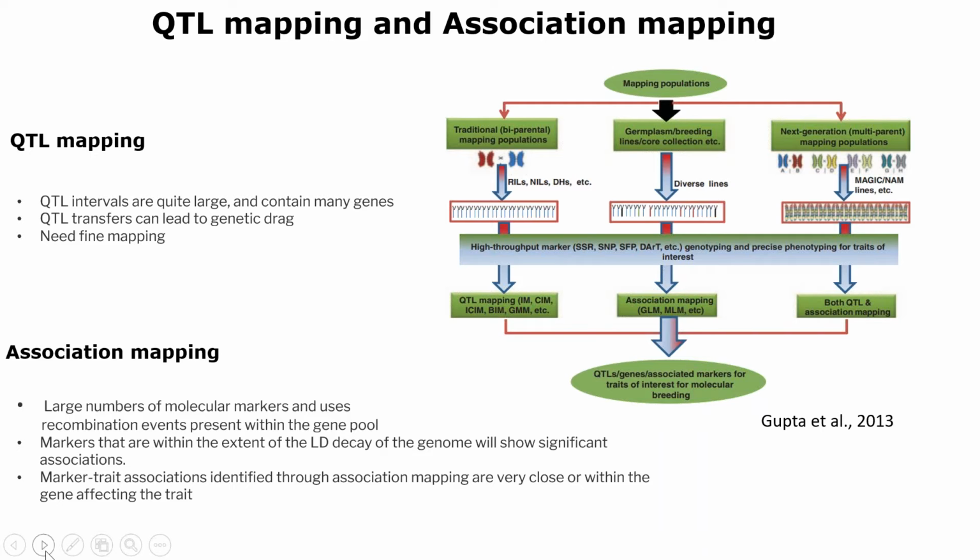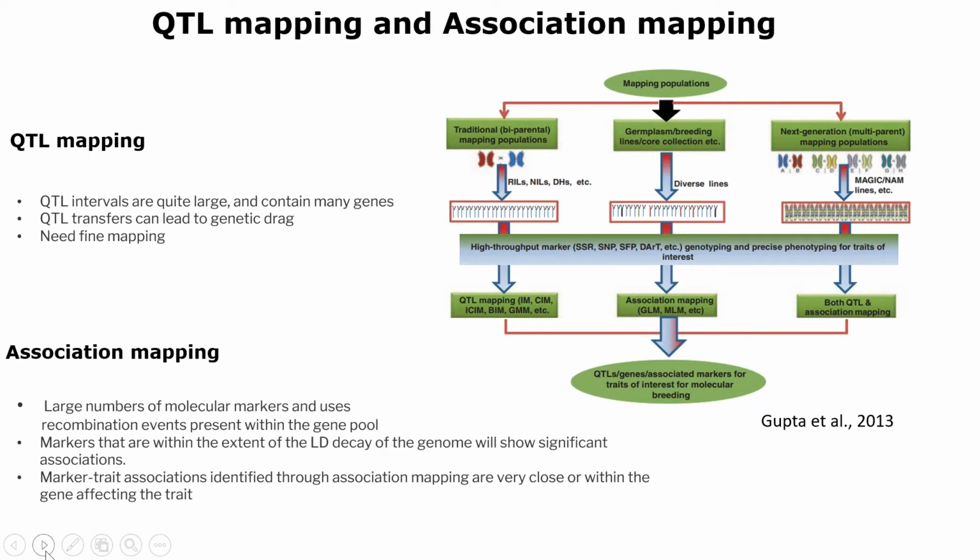So we expect that the LD will be low there, so it will be useful to finally map precisely the trait of interest. That's why we look for association mapping using these diverse lines. We use a lot of markers that are widely distributed throughout the genome.